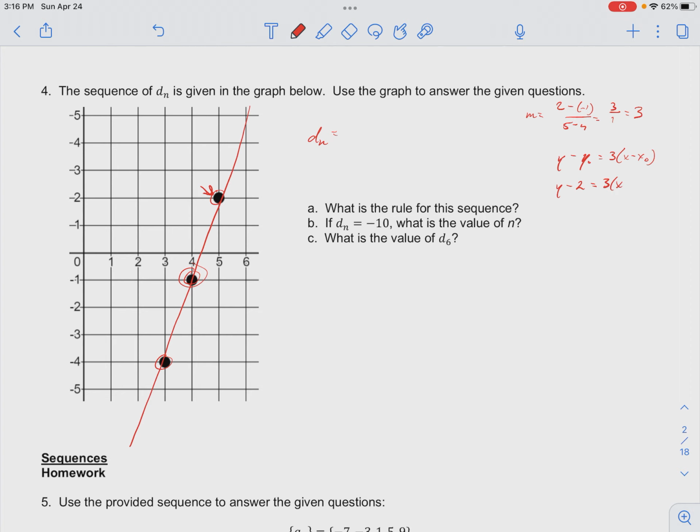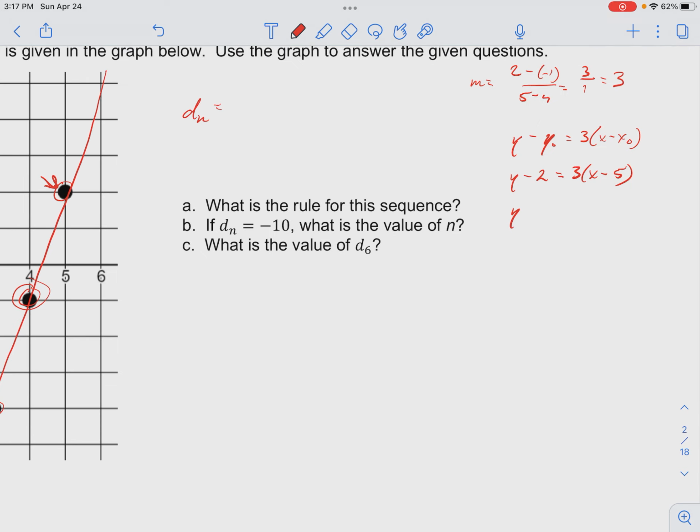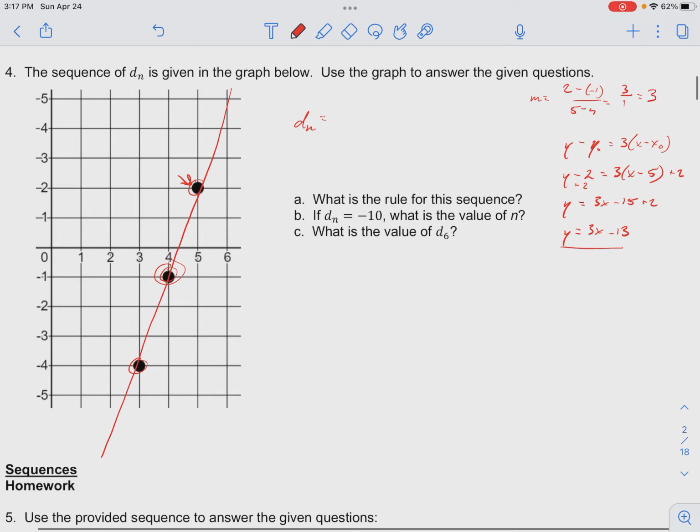So let's say we use this point, 2, and 3x minus 5. Now, in order to find our constant, we multiply this out, 3x minus 15, then we add the 2 to both sides. So we have y is equal to 3x minus 13. And even though this is an equation of the line, it also is the same as our rule for this sequence: 3n minus 13, now instead of x, we're using n, because we're using only the natural numbers.